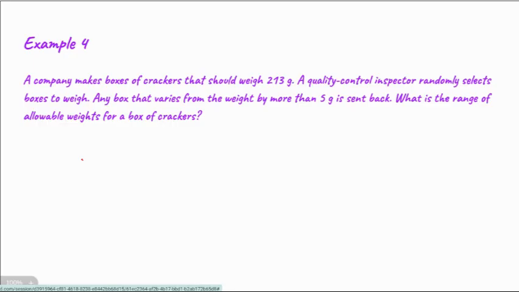So how do we set up an absolute value inequality when it pertains to a word problem? Well, we have our x, and then we always want to subtract 213, the weight, because what x will represent is the weight of a random box that's selected. So we take that random box, we compare it to 213, and then we take the absolute value.